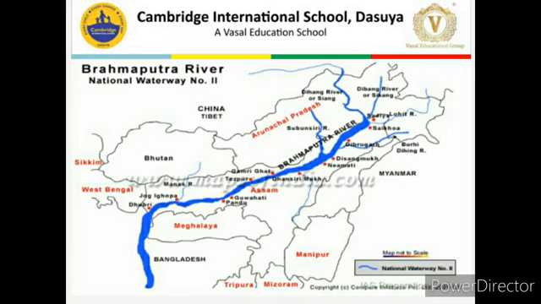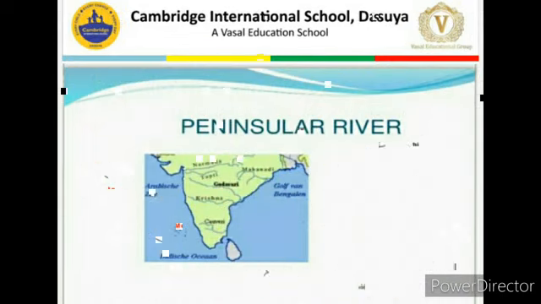Then you had studied the peninsular rivers. They were divided into 2 types of rivers, the east flowing rivers and the west flowing rivers. The east flowing rivers of peninsular India are the Mahanadi, the Godavari, the Krishna and the Kaveri rivers, while the west flowing rivers of peninsular India are the Narmada, the Tapi and numerous small streams originating from the western side of the Western Ghats.